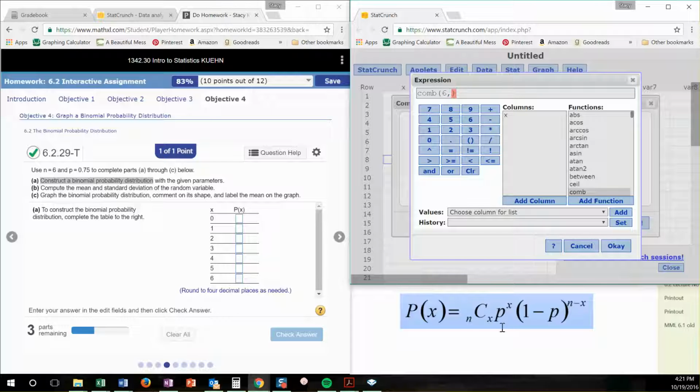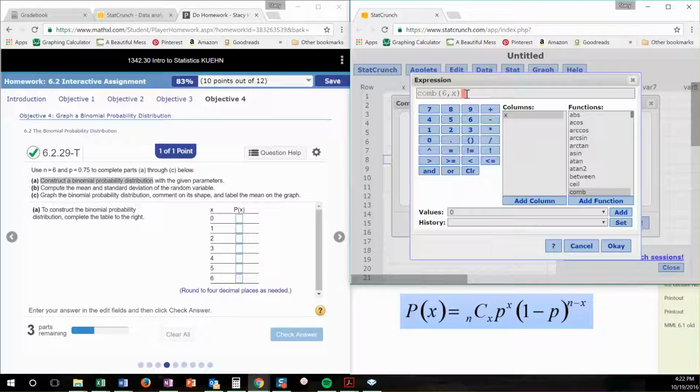Now, this x right here in my formula stands for each of these x's that are under my x column heading. Okay, so it's the 0, 1, 2, 3, 4, 5, 6. But I don't want to enter all 7 of those numbers in here. Instead, I want StatCrunch, each time it goes to a different cell, to pull up the 0, the 1, the 2, or the 3 as I move down this problem. To do that, I tell it to just access the x column that we were talking about, and I hit add. So each time it's going to replace this x with either a 0, a 1, a 2, a 3, and so forth.